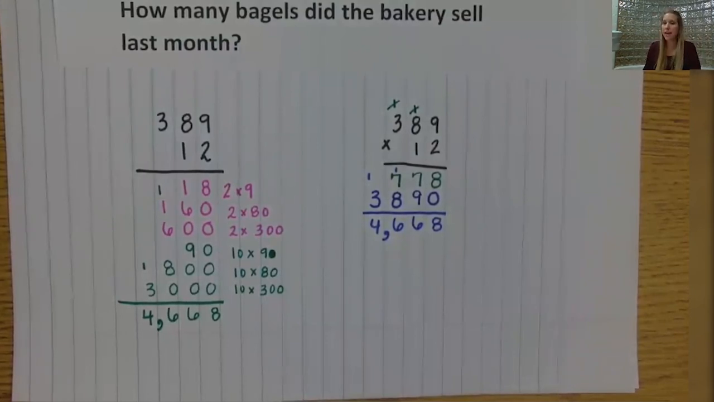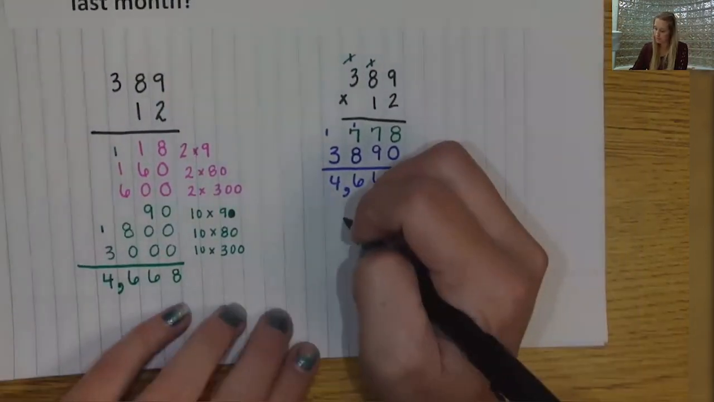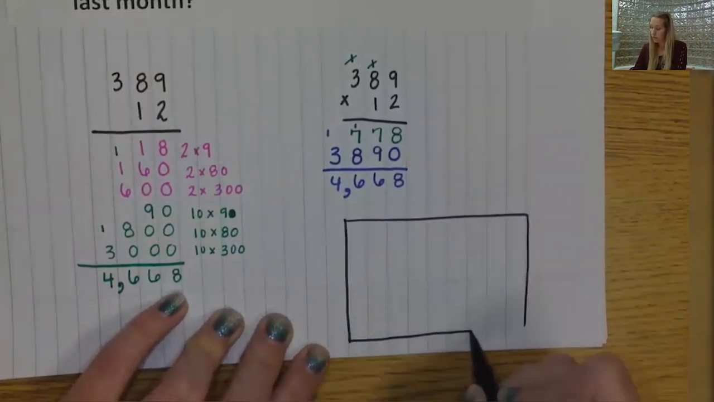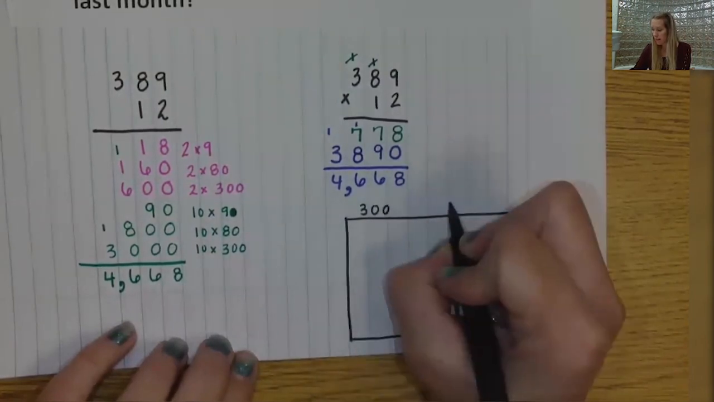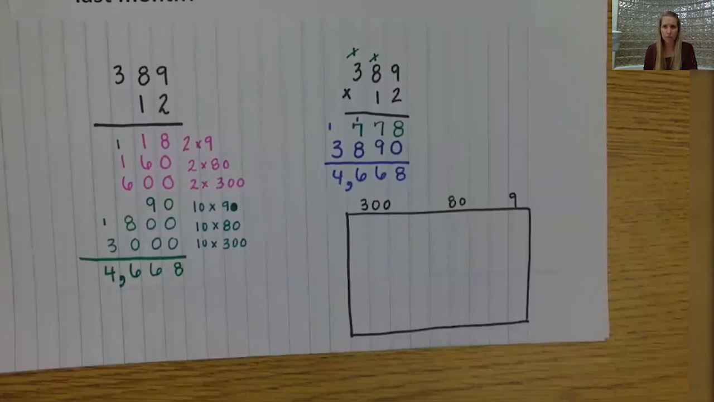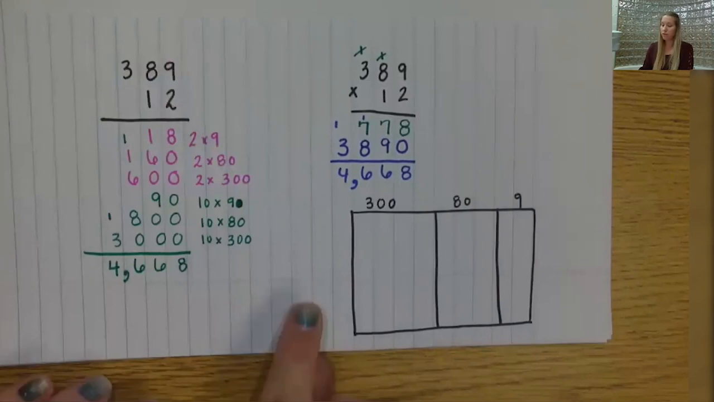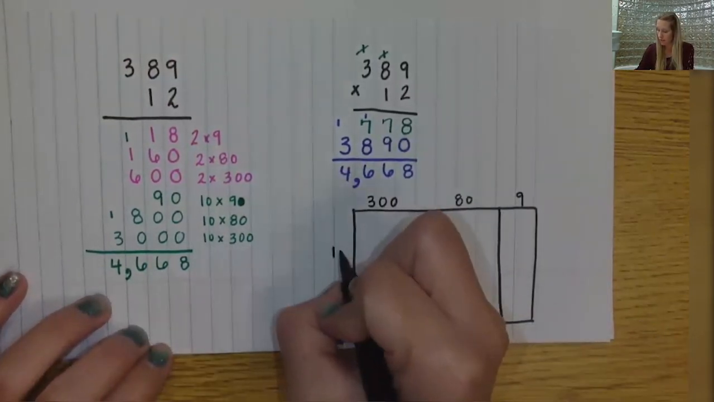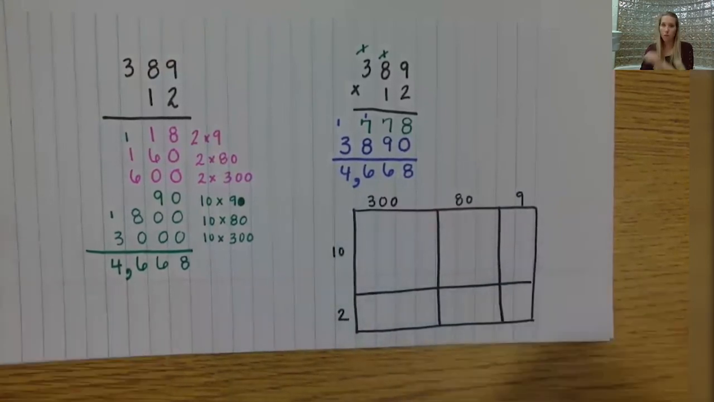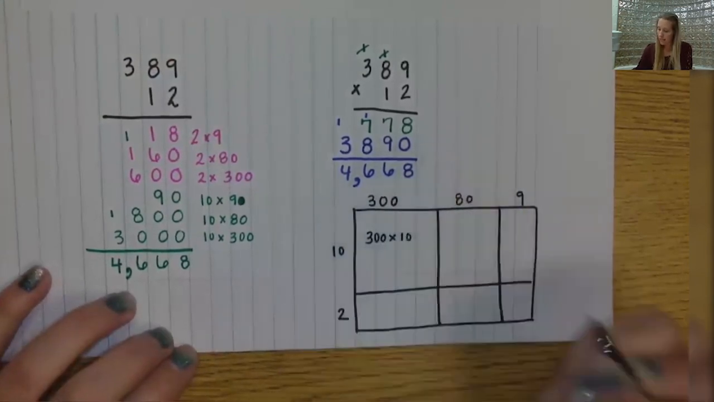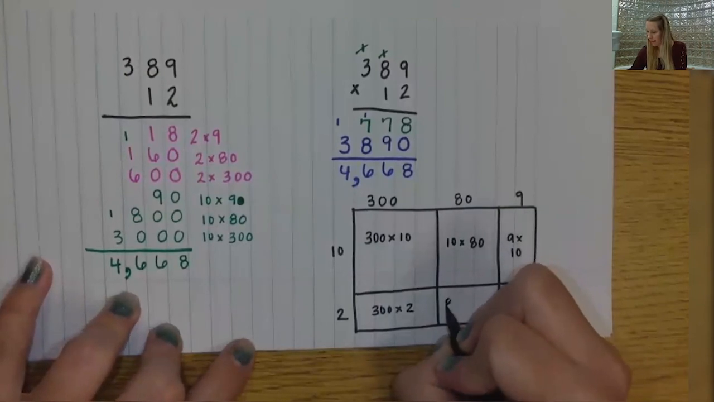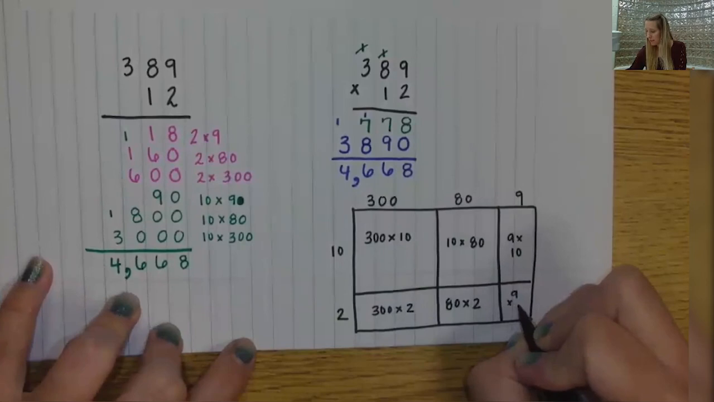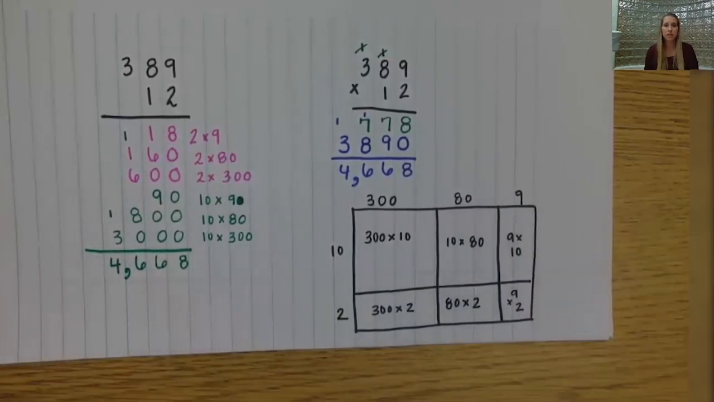Now let's do the same problem using the area model. Can you draw a rectangle on your paper for me, please? Remember, when we use an area model, we decompose each digit based on its value. So the values of 389 are 300, 80, and 9. It's like writing it in expanded form. And the values of the digits in 12 are 10 and 2. Great work. And so 300 times 10, 10 times 80, 9 times 10, 300 times 2, 80 times 2, and 9 times 2. Are you seeing any connections between these? Any other connections? Well, let's see if this helps.